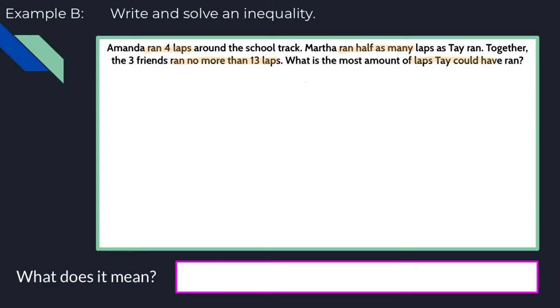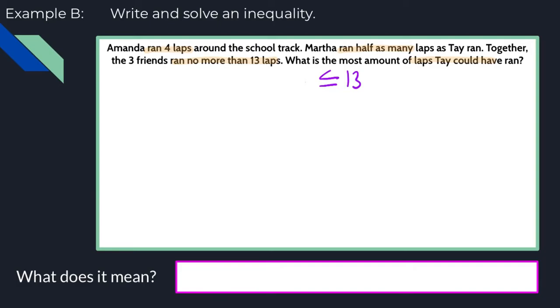The first thing we need to do is figure out our inequality symbol. Here our problem said ran no more than 13 laps. So that means they can't have an amount larger than 13. They can't run 14, they can't run 15. They can run 7, that's less than 13, but they have to run no more than that. So our inequality symbol is going to be less than or equal to 13 laps.